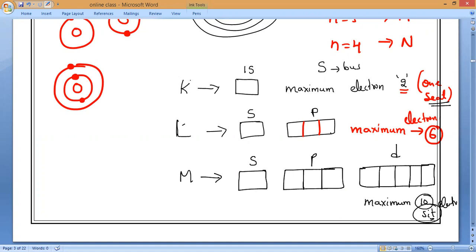Now, can you tell me the bus name? If the bus is in the first shell, I am taking 1s. If the s bus is in the L shell, the name is 2s. And the p bus in the L shell is 2p. 1p will never exist, because p is not present in the K shell. So you have to remember in which shell it is present.